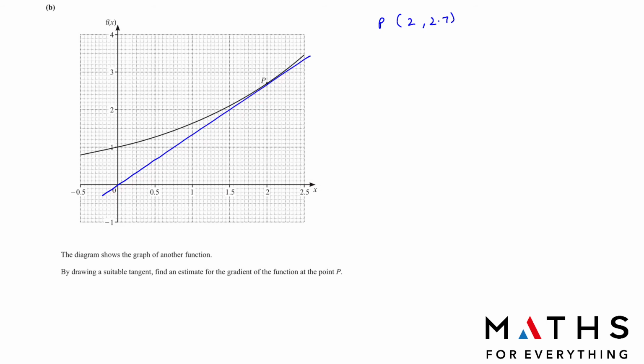Now the tangent passes through the point 0, 0. So this is a very good point. Now to find the gradient, y2 minus y1, so 2.7 minus 0 over 2 minus 0. We will get 1.35. If your answer is anything between 1.3 to 1.4, it will be accepted. A very easy 3-mark question.